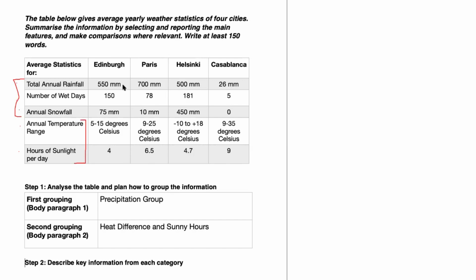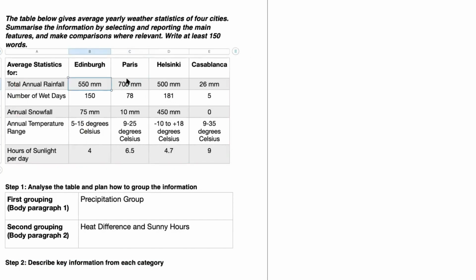So to find out what information stands out, you can look at the highest value and the lowest value for each category. And so let's take a look at this table and understand the highest and the lowest categories. First off, when we look at total annual rainfall, we see that Paris has 700 millimeters. That's the highest value. And then the lowest value is going to be here at Casablanca, which has 26 millimeters. Now, this is for each year. So I have highlighted essentially the highest and the lowest.